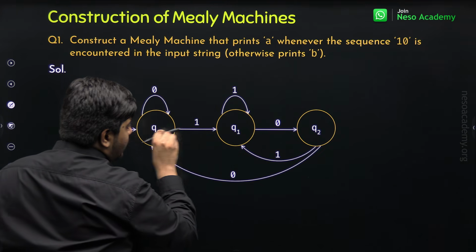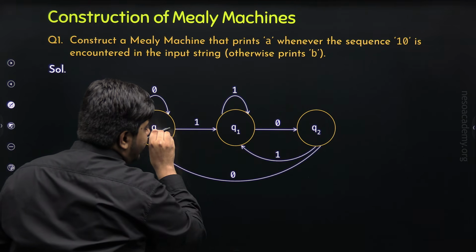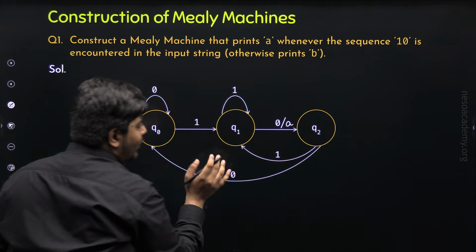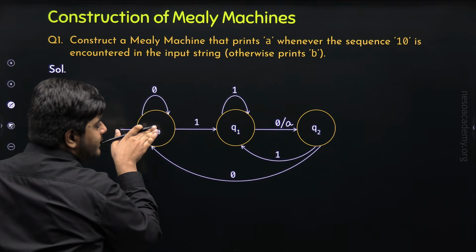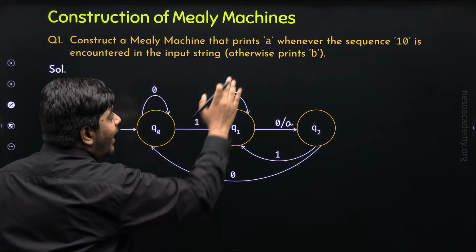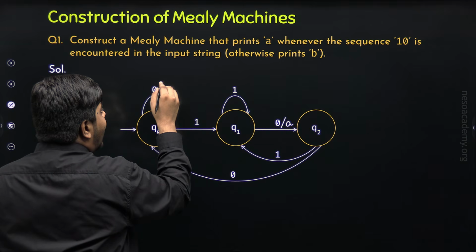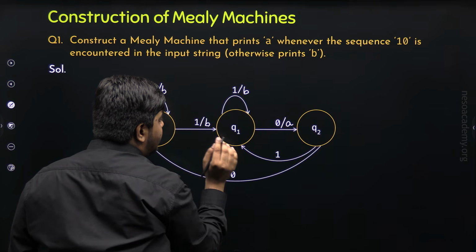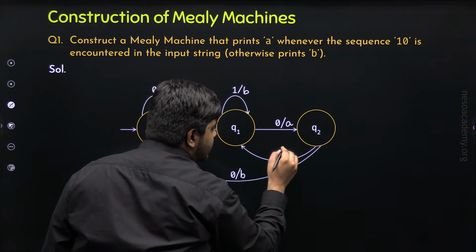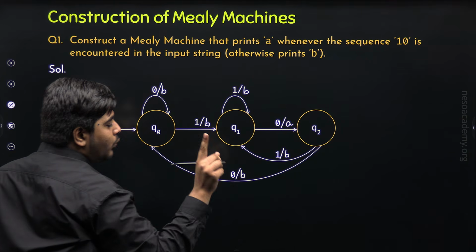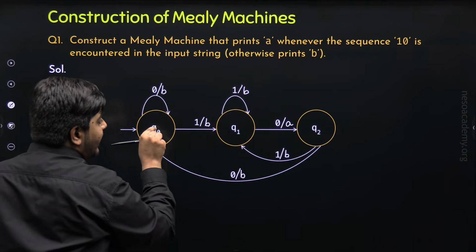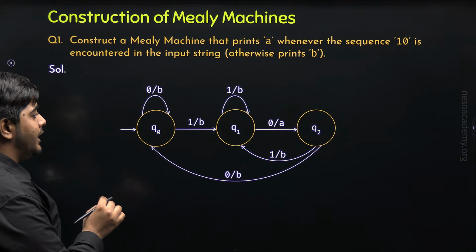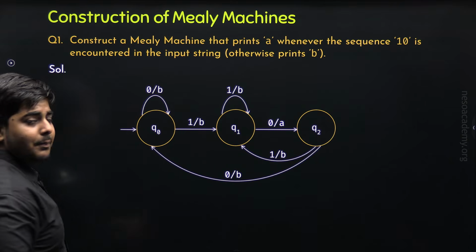So when I get the sequence 1 0 here, the output will be A. So I am getting the output A only when I am getting the sequence 1 0. Otherwise, it will print B. So in all other inputs, we are having the output only B, because as per the question, in all the other conditions, the output symbol is B. Only in one condition, that is, when we are getting the sequence 1 0, the output will be A. So this is the final Mealy machine that we are getting for this particular problem.